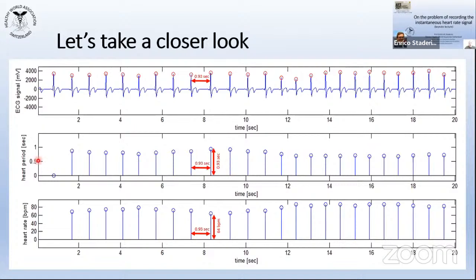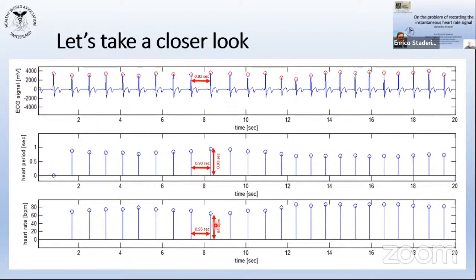So for each point in this tracing, each point is the distance in time between the last detected heartbeat. Of course, for the heart rate, we can do the same. The distance will be again 0.93, but here we will have 60 divided by 0.93, so the beats per minute. But this will be the instantaneous heart rate.